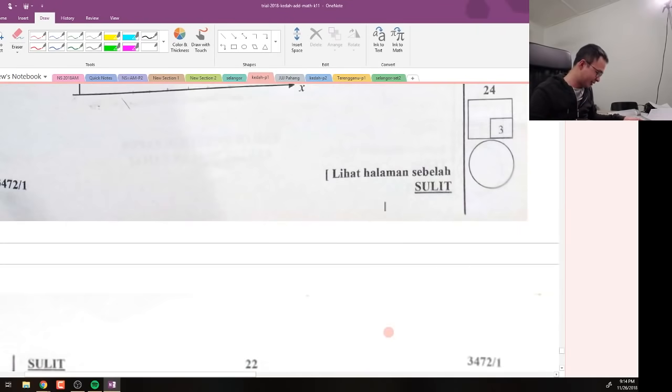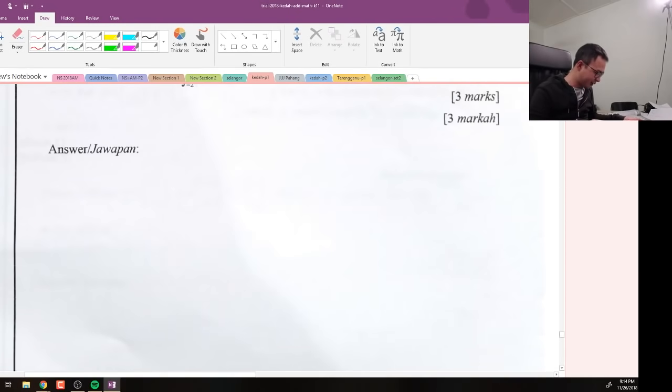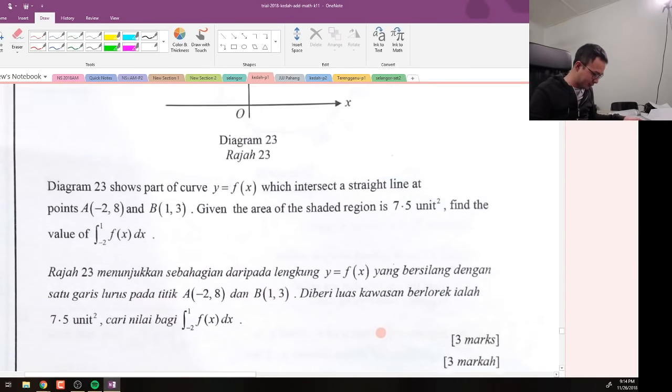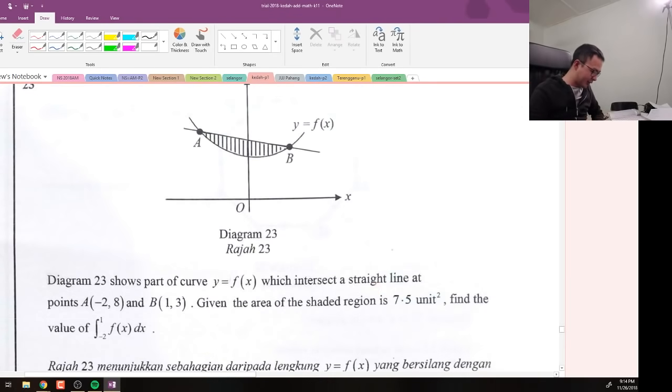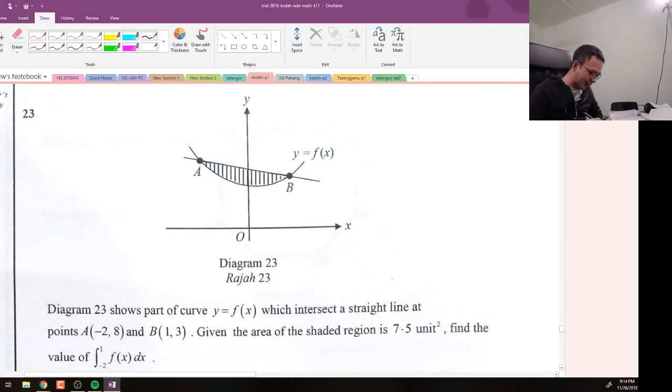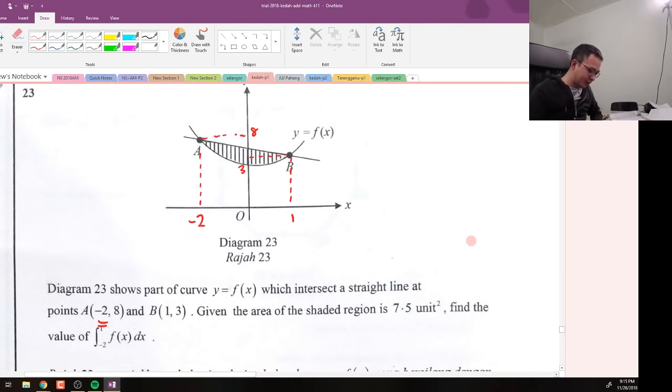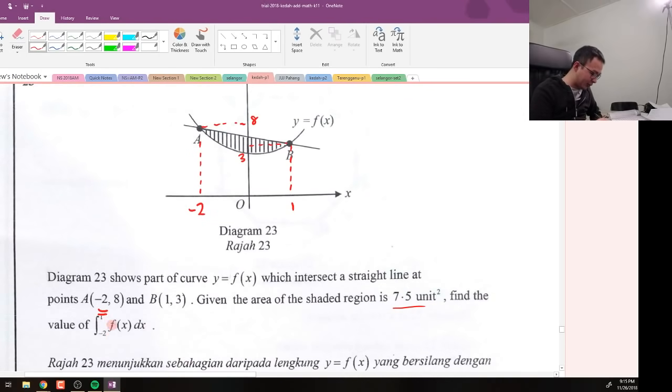Question 23 is hard. Let's see question 23 here. Is it this one? The diagram shows part of the curve which intersects the straight line at x = -2 and x = 1. So we have two points here. I focus on the x values first because this is what I want. So definitely you can understand this is negative 2, the height here will be 8, and this one will be 3 here. Even though the ratio is not so accurate, just ignore it. The area of the shaded region is 7.5. Find the value of the integral from negative 2 to 1 of f(x).